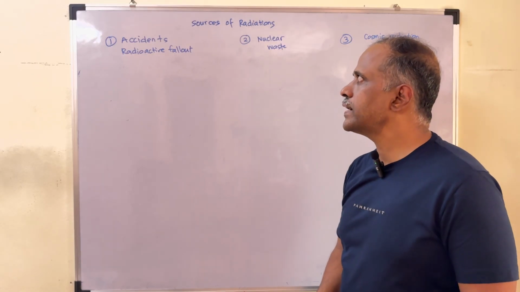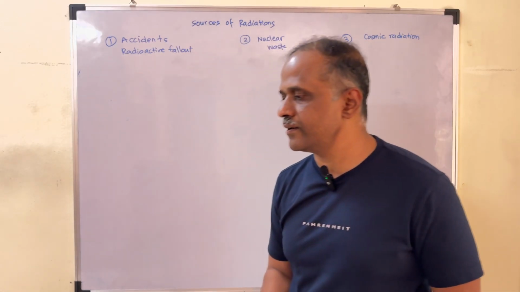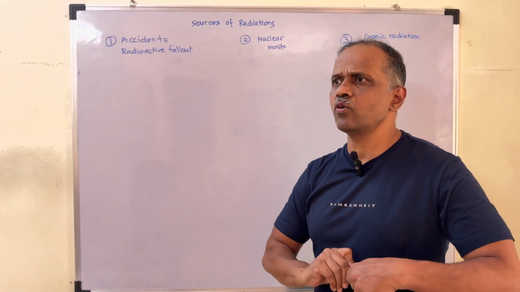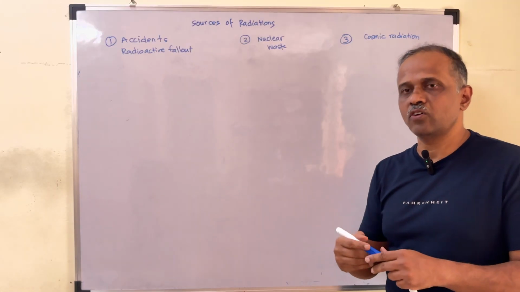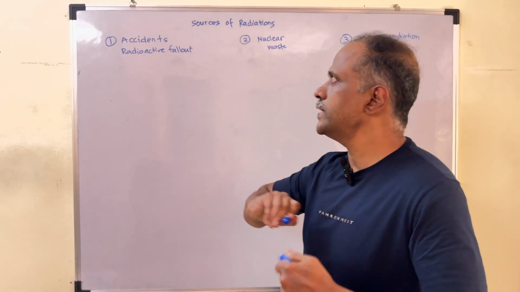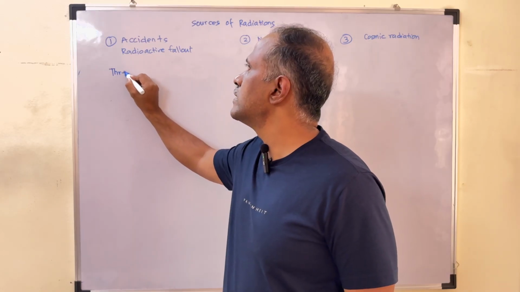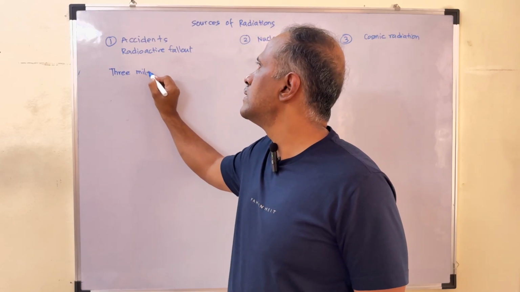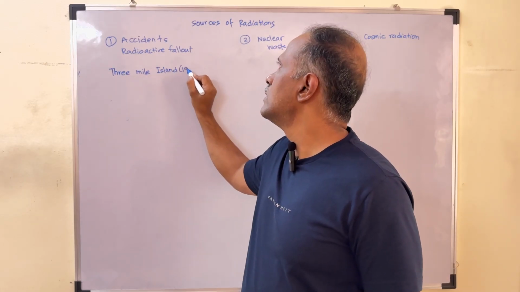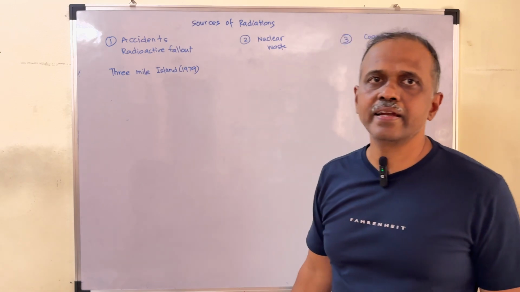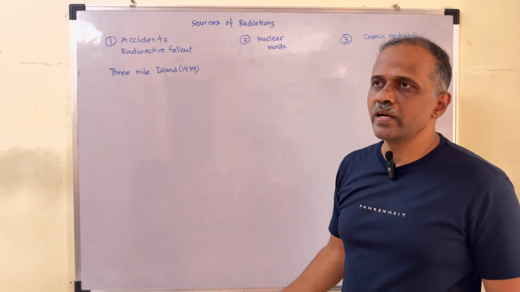Now what are the nuclear accidents which had happened and which had caused the radiations to go beyond their normal zone? Firstly, there was an accident in 1979, that was Three Mile Island. This accident happened in the United States. It was a partial breakdown of the nuclear reactor.